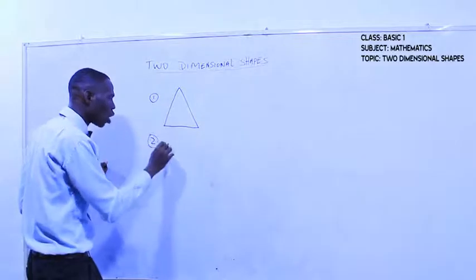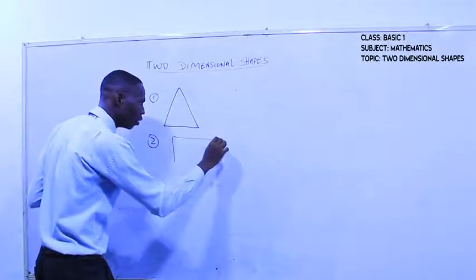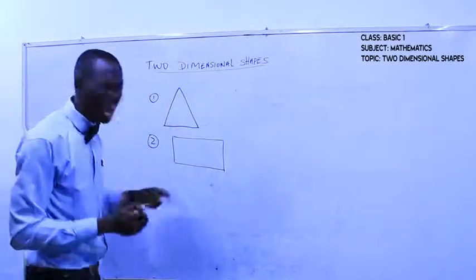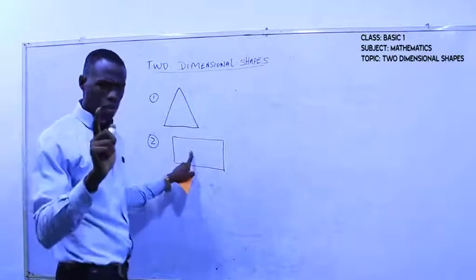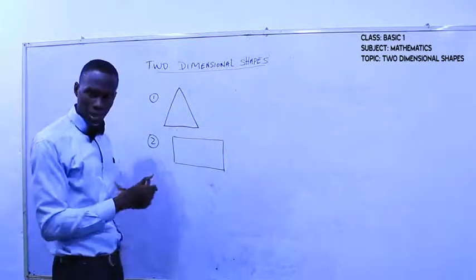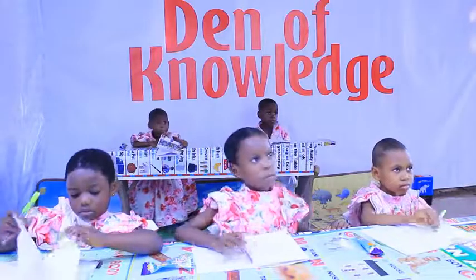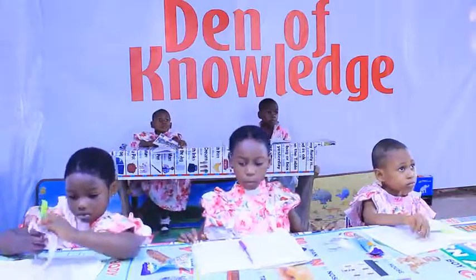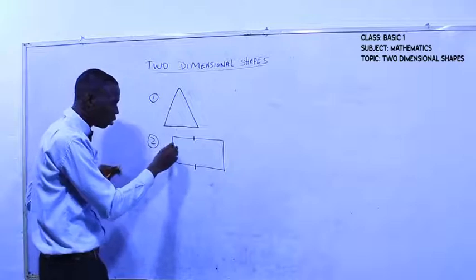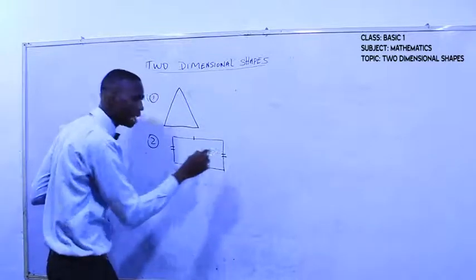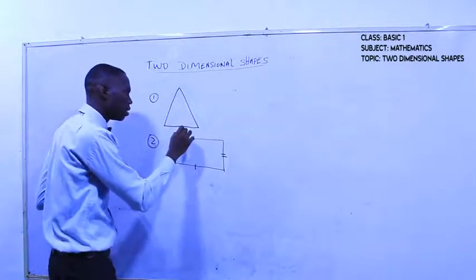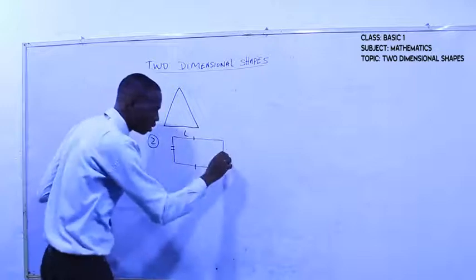Number two is called rectangle. Children, what did I say? Rectangle is like this. I know that some of your head shapes are like this. Rectangle has opposite sides. This side and this side, both sides are equal. Opposite sides are equal. It has four sides. That is, this one will be my length. This will be my width.